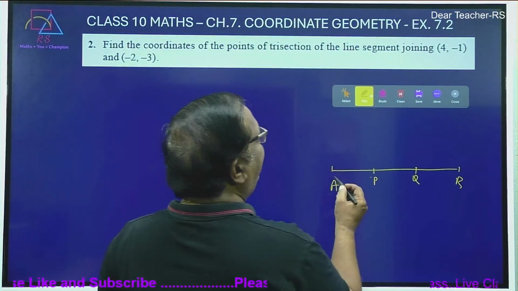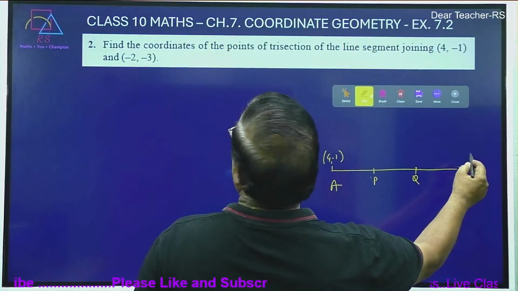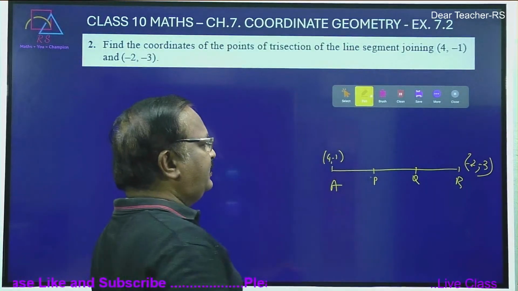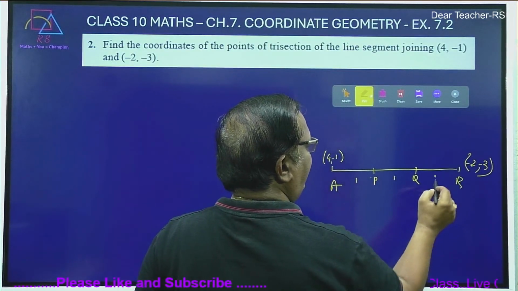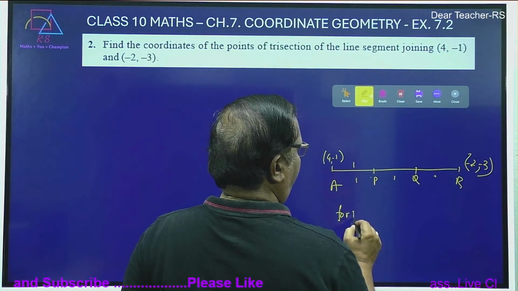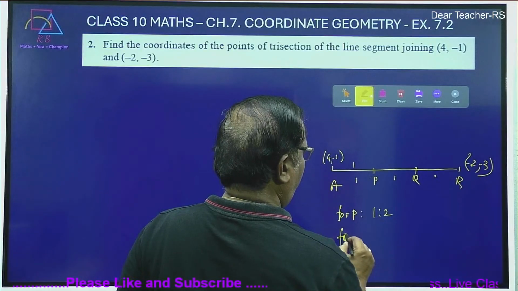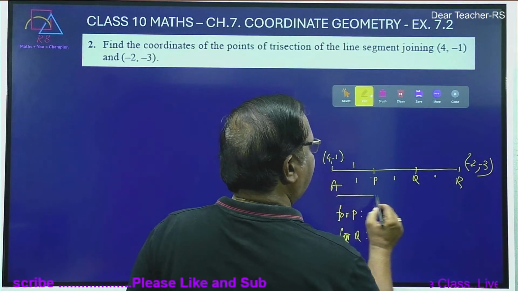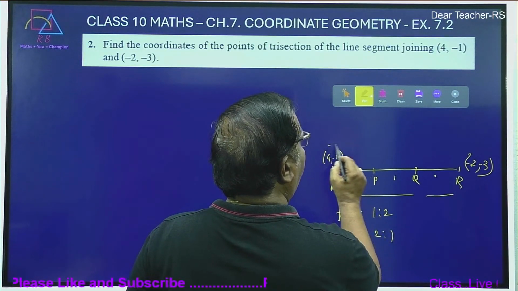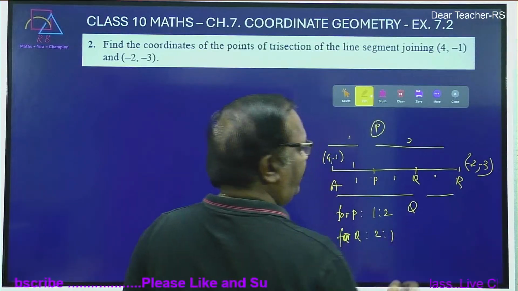Now the values are already given. A is 4 and minus 1, and B is minus 2 and minus 3. The ratio is not given. So trisected means, let us say this is one part, 1, 1 equal. So for P, you have to take the ratio 1:2. For Q, you have to take the ratio 2:1, because this is 2 parts and this is 1 part. For P, 1 part and 2 parts. Okay, this is for P and this is for Q.